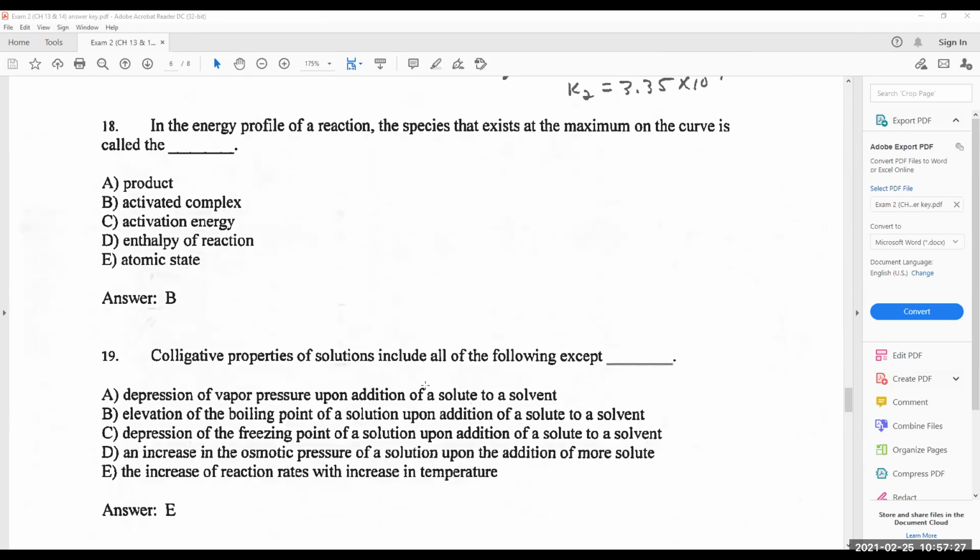Number 18, in the energy profile of a reaction, the species that exists at the maximum on the curve is called, well, the maximum of the curve is the activation energy, but the species that exists there is the activated complex. So we're looking for activated complex as the answer. 19, colligative properties of solutions include all of the following except, well, they're all colligative properties except reaction rates increasing with increasing temperature. While that's a true statement, it's not due to colligative properties.